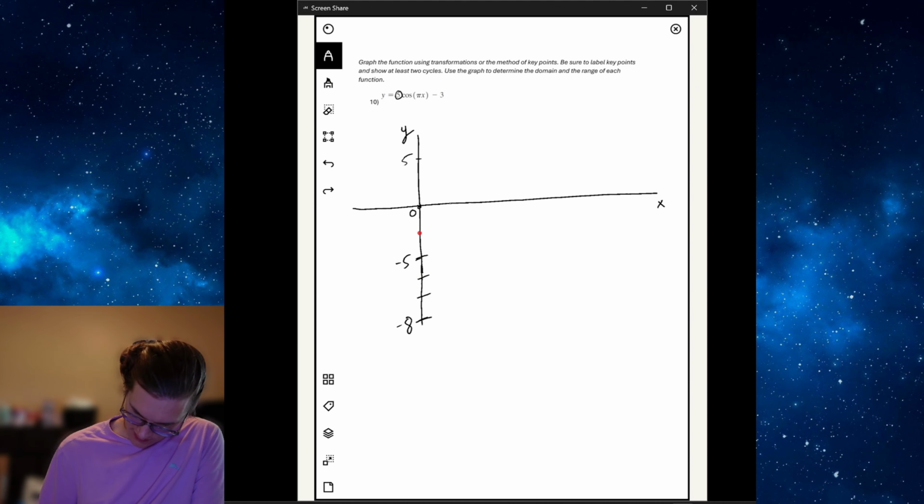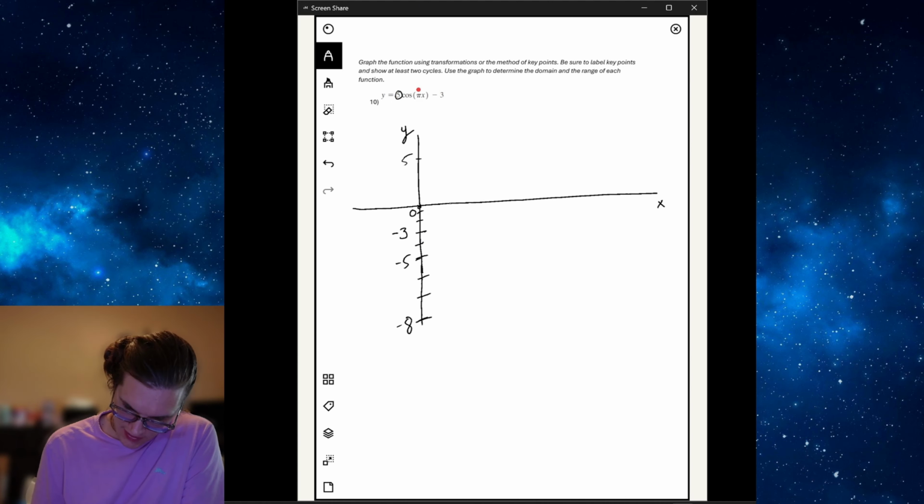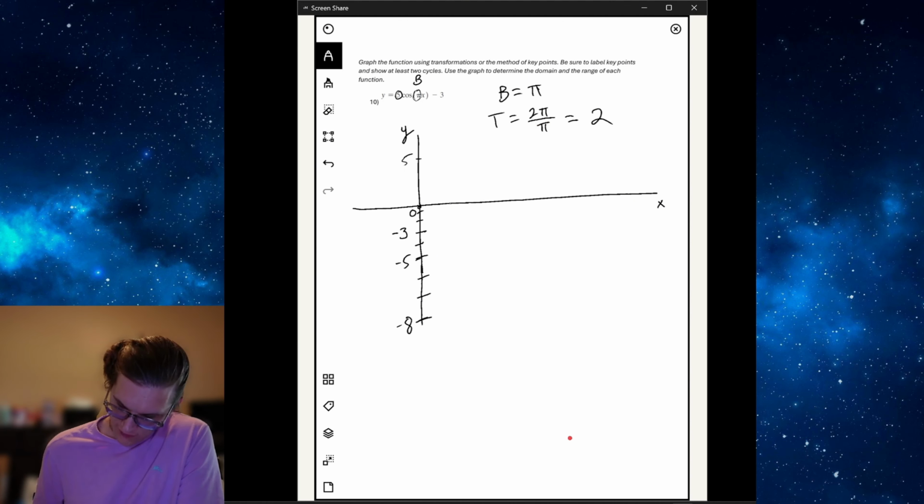That means the part of the graph at 0 is going to go down to -3. So if I have an amplitude of 5 and the graph is shifted -3 in the y, and it's a cosine with a b of pi here, period is 2 pi over b, so my period is 2. So a nice way to do that is to come here and just write 2.